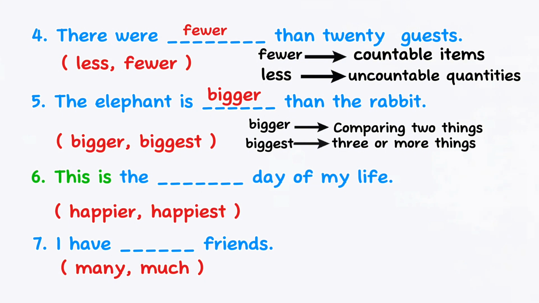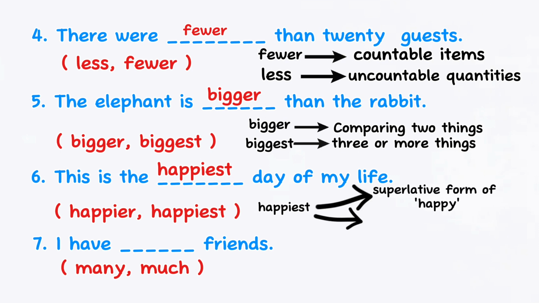This is the blank day of my life. The choice is happier, happiest. The answer is happiest. This is the happiest day of my life. Happiest is the superlative form of the adjective happy, used to describe the highest degree of happiness. In this context, you are referring to the day with the most happiness, so happiest is the correct choice.